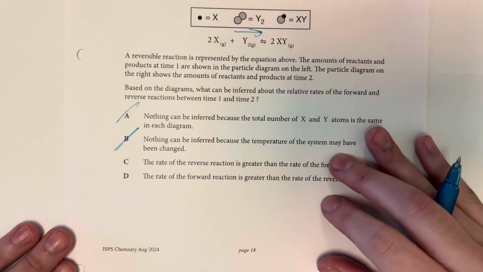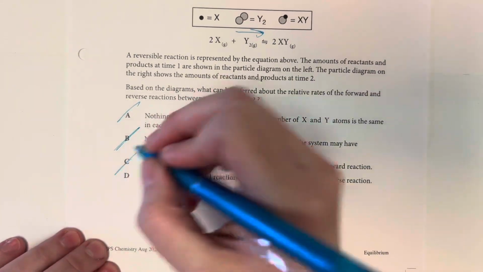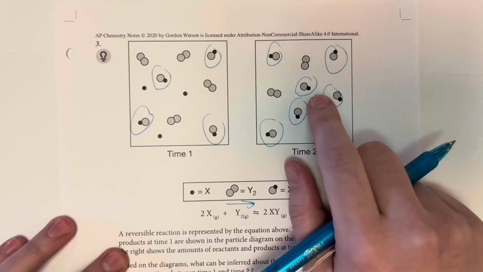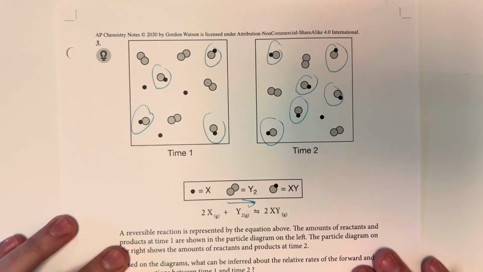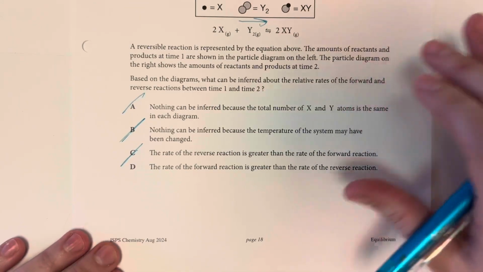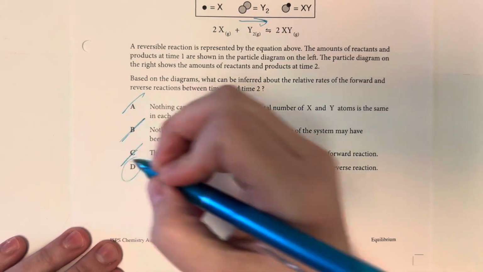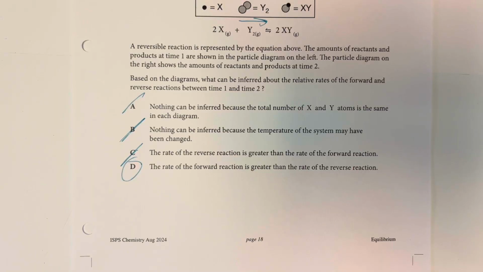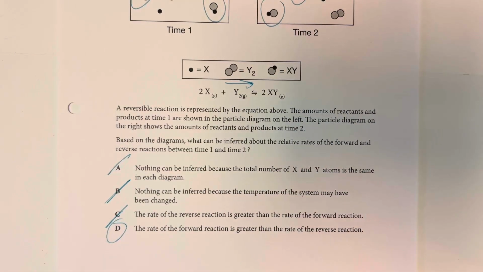However, I can still infer something about this overall situation based off of the number of each type of molecule that is present. Option C says the rate of the reverse reaction is greater than the rate of the forward reaction. We know that that is, in fact, the opposite. Since I did make more products, my forward reaction is going to be at a higher rate than my reverse reaction. And then option choice D says the rate of the forward reaction is greater than the rate of the reverse reaction. That is going to be my answer choice since, again, I did create more products and therefore the rate of the forward reaction is greater than the rate of the reverse reaction.